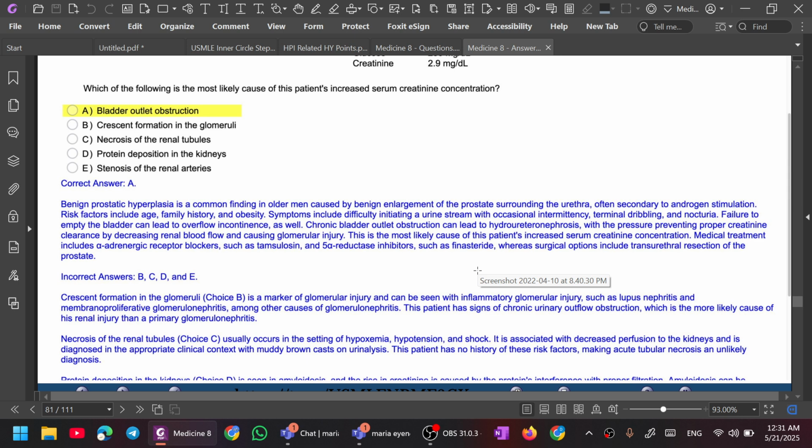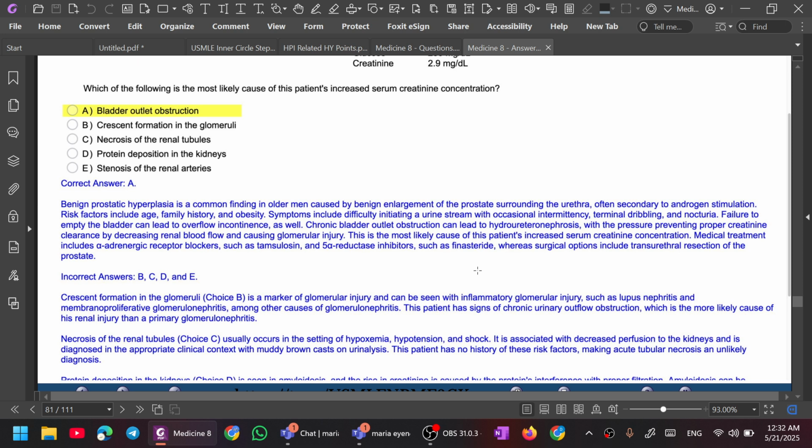Chronic bladder outlet obstruction can also lead to hydroureteronephrosis, with the pressure preventing proper creatinine clearance by decreasing renal blood flow and causing glomerular injury. This is the most likely cause of this patient's increased serum creatinine concentration. Medical treatment includes alpha blockers, such as tamsulosin, and 5 alpha reductase inhibitors, such as finasteride, whereas surgical options include transurethral resection of the prostate.